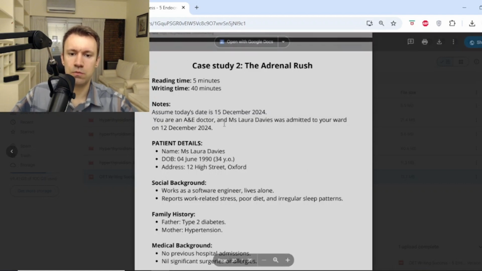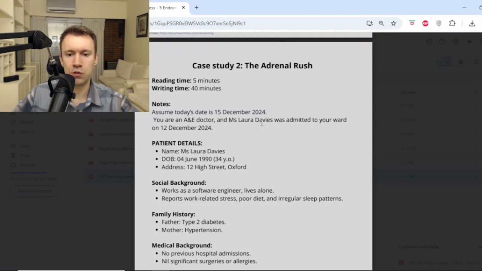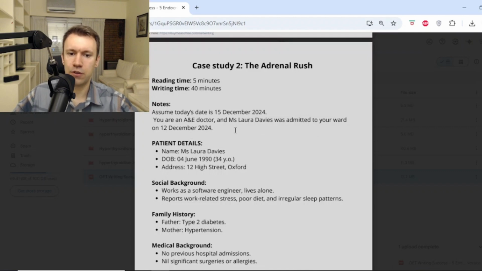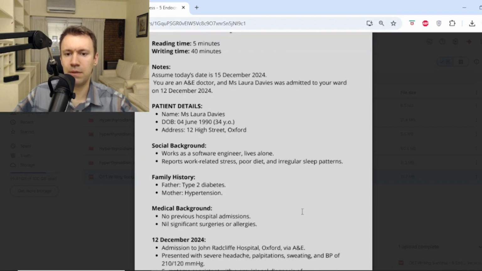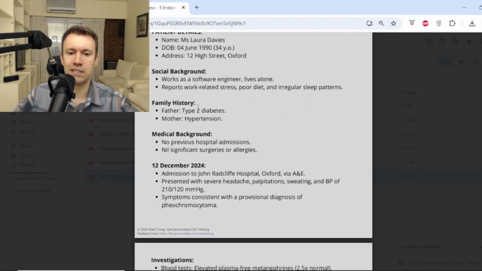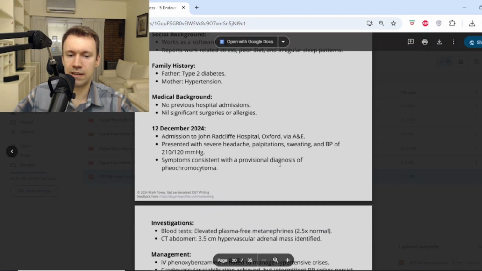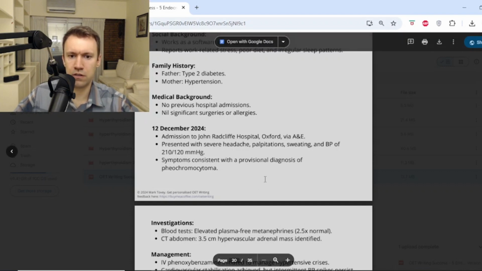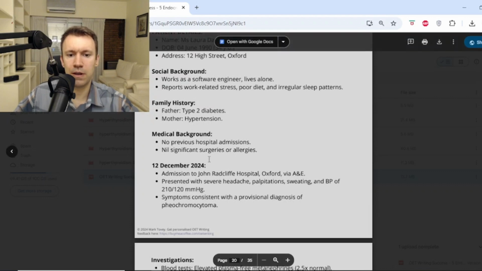It says, let's assume today's date is the 15th of December 2024. We are working in an A&E department, and we've received on the 12th of December a patient by the name of Miss Laura Davies, who is 34 years old, a software engineer who lives alone, reports work-related stress, and is presenting with a provisional diagnosis of Pheochromocytoma based on symptoms which include palpitations, sweating, and a severely elevated blood pressure of 210 over 120. She has no significant medical background.